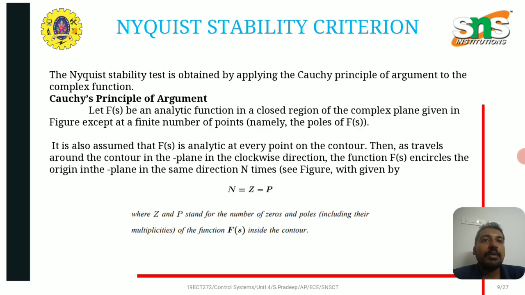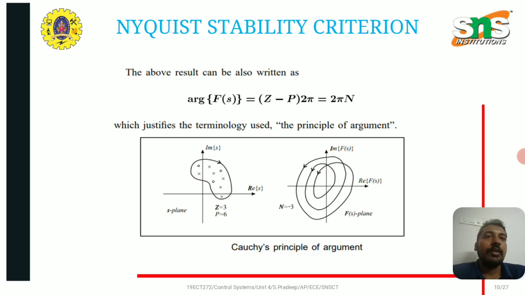function. Cauchy's principle of argument: let f of s be an analytic function in a closed region of the complex plane given in the figure, except at a finite number of points. It is also assumed that f of s is analytic at every point on the contour. Then, as s travels around the contour in the s-plane in the clockwise direction, the function f of s encircles the origin in the f-plane in the same direction n times. The above result can be written as argument of f of s equal to 2 pi n, which justifies the terminology used, the principle of argument.